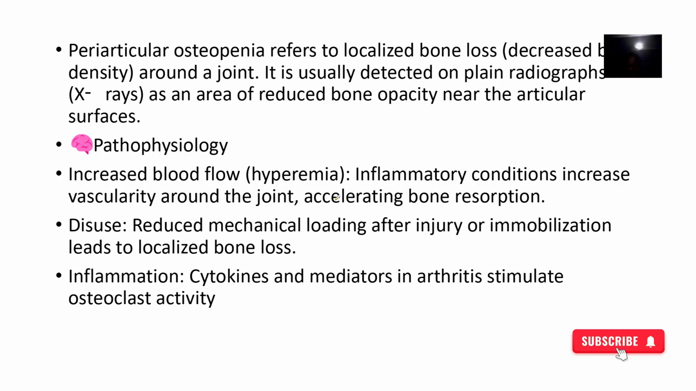at it. So periarticular osteopenia just refers to some localized bone loss. So there's decreased bone density, and this is around the joint. So it's usually dictated on imaging, all those plain radiographs, as an area of reduced bone opacity near the articular surfaces. So the pathophysiology is there's increased blood flow, so inflammatory conditions increase the vascularity around the joint.